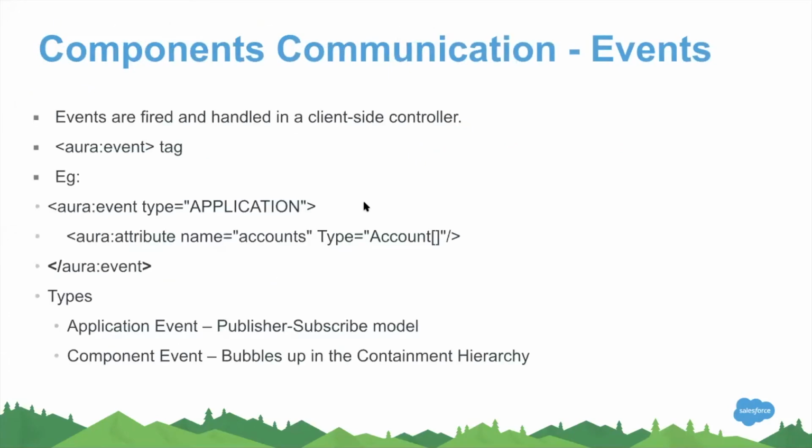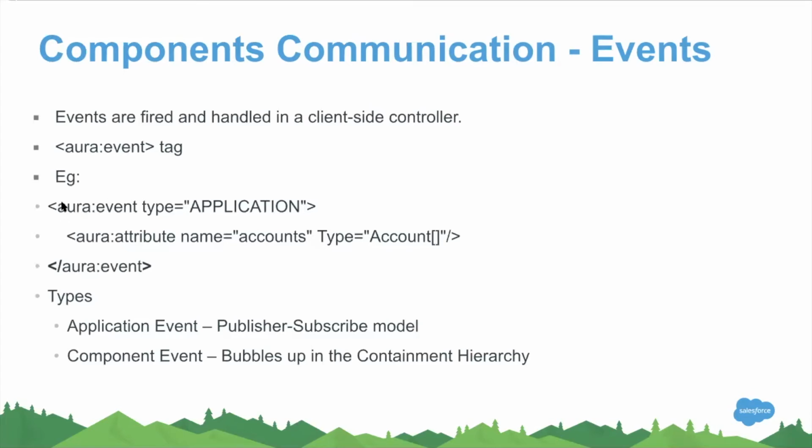Component communication. Let us say you're building a large application, and you're componentizing your small features into components. Sometimes your components need to talk to one another, so it's really important. And in order to facilitate that, Lightning components have their own event-driven communication system in place. There are two types of events: one is the application event, the other one is the component event.